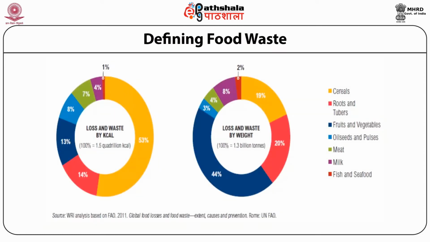The picture which is being shown to you on the screen, if you look at that, you will find cereals are wasted to the tune of 19%, fruits and vegetables to 44%, roots and tubers to 20%, which results in extensive nutritional losses of 80% energy together. Food waste usually includes leftover portions of meals and trimmings from food preparation in kitchens and restaurants. It is found to be the third largest component of generated waste and is increasing day by day.